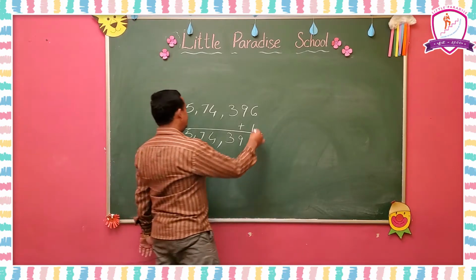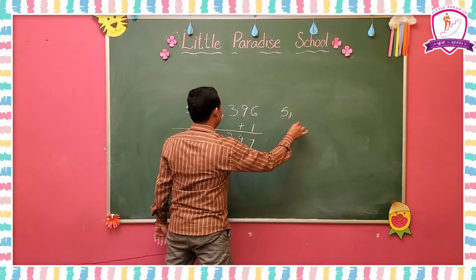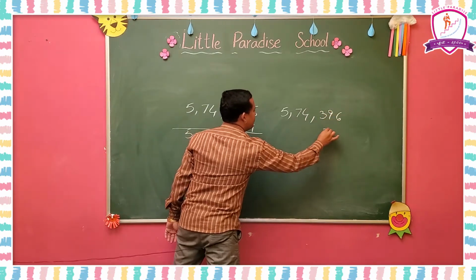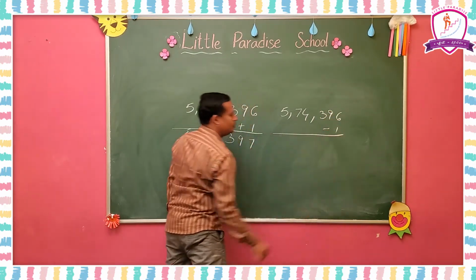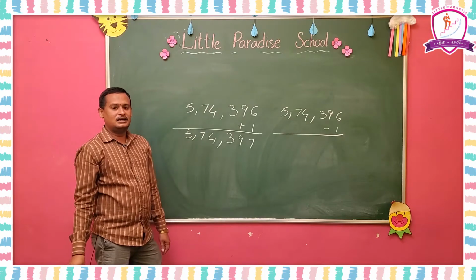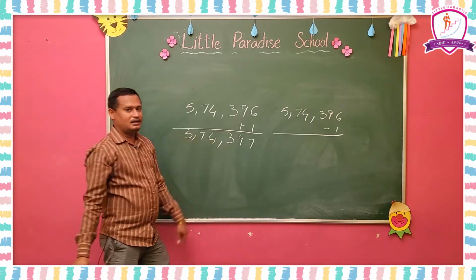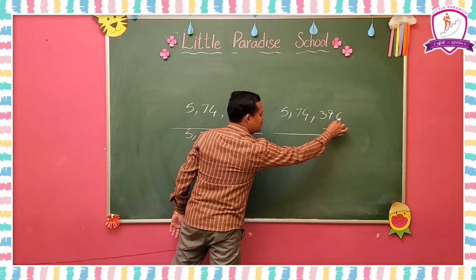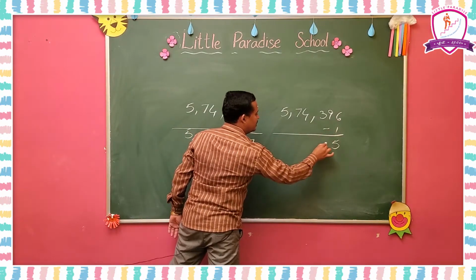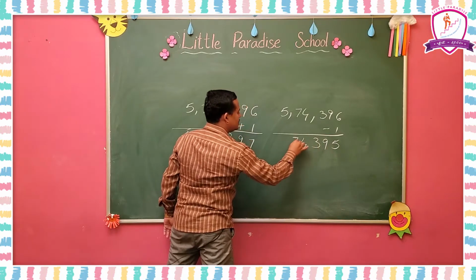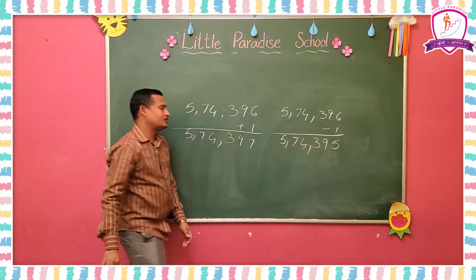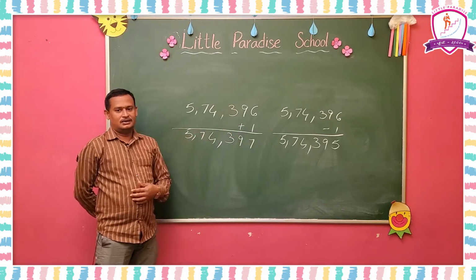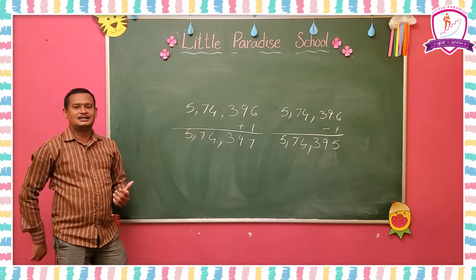So, the predecessor of this same number, 5,74,396. To find the predecessor we have to subtract 1 from the given number, then we will get the predecessor. So, 6 minus 1 is 5, and the remaining digits are 5,74,39. 5,74,395 will be the predecessor of the given number. Understood? Like this we have to find the successor and predecessor.